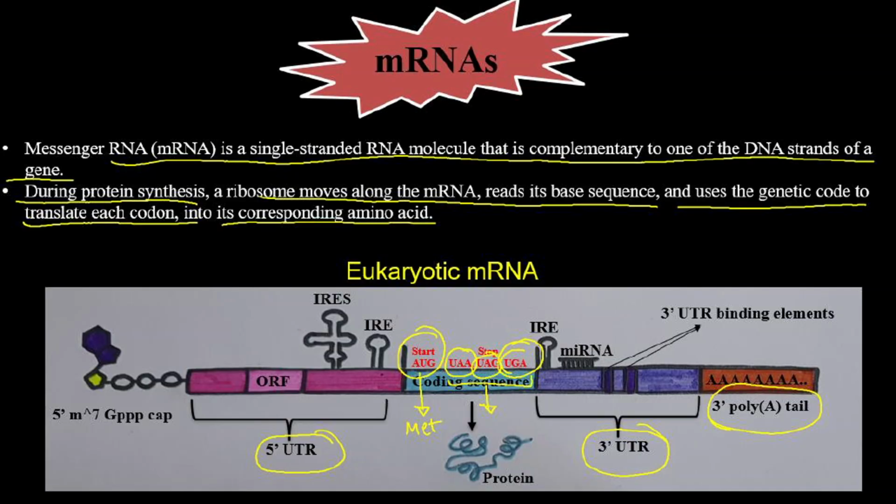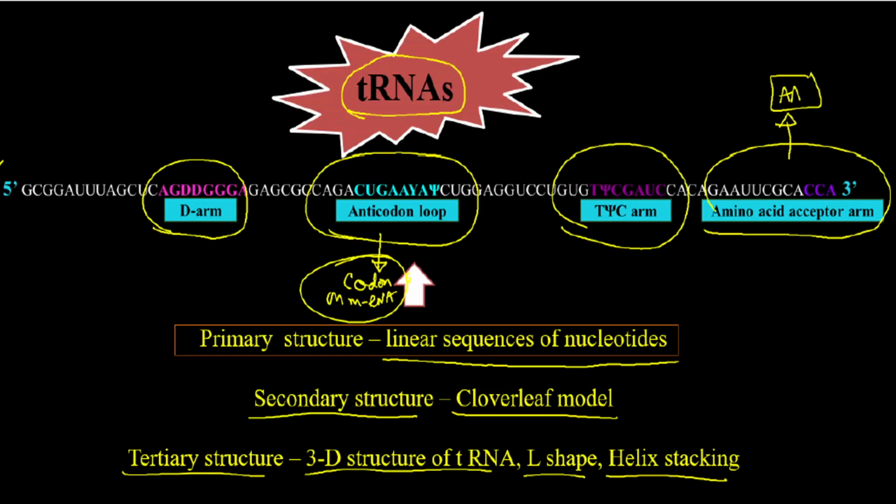The ribosome moves along the mRNA, as I told you, and when one amino acid gets added, it moves in such a way that it passes one codon and a new codon is in the site for the addition of the next amino acid. tRNA has a D arm, an anticodon loop, a T-psi-C arm, and an amino acid acceptor arm, which should have a CCA at its 3' end. Otherwise, the amino acid won't be recognized.